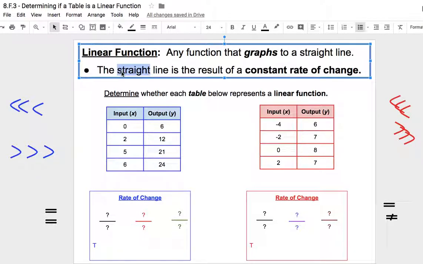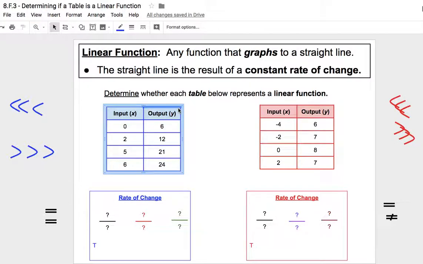The straight line that we see is the result of a constant rate of change. And one way we can determine if tables are linear functions or not is to measure the rate of change and see if it does stay constant. So for our example here, the question asks us to determine whether each table represents a linear function. First, we're going to look at the blue table.